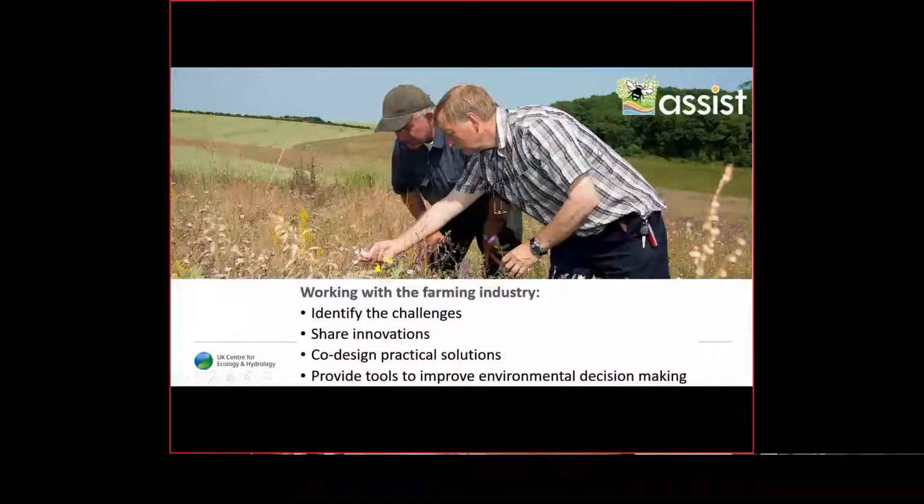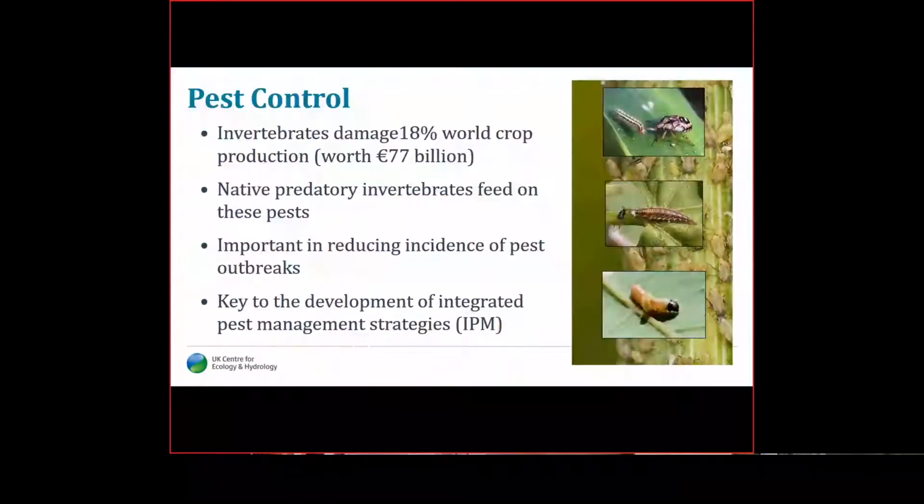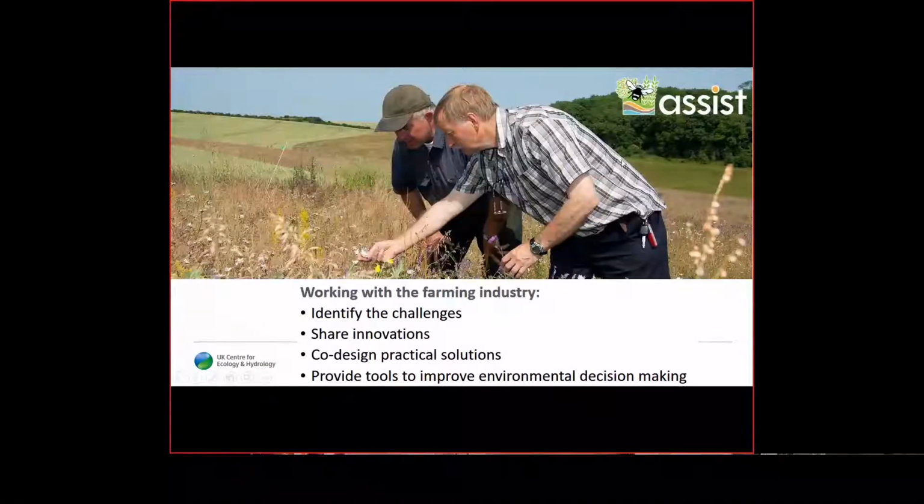So I mentioned working with the farming industry. Specifically, we're very much at the beginning of Assist. We worked with them to identify the challenges that the industry faced in 2016, though things have moved on. Very much sharing innovations, what was going on in the industry, and co-designing the solutions. And then providing tools to improve environmental decision making. So this co-design you'll see throughout my presentation will come in.